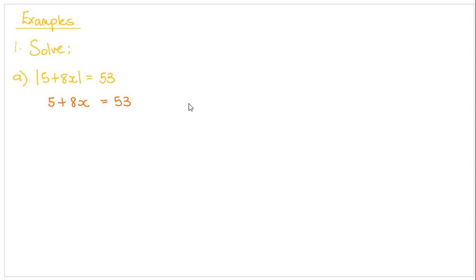And then you're also going to form another equation. You're going to take what's in the modulus again and equate it to the negative of what's on the other side. So in this case, negative 53. And then we're going to go ahead and solve them individually for x. So let's start with the first one.